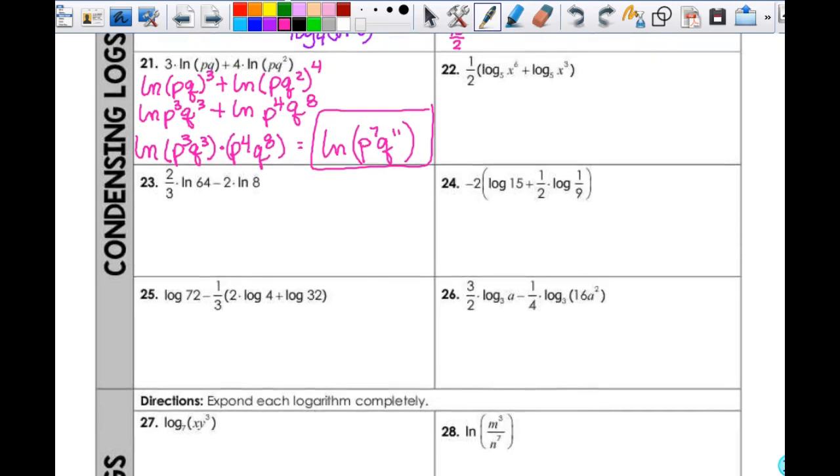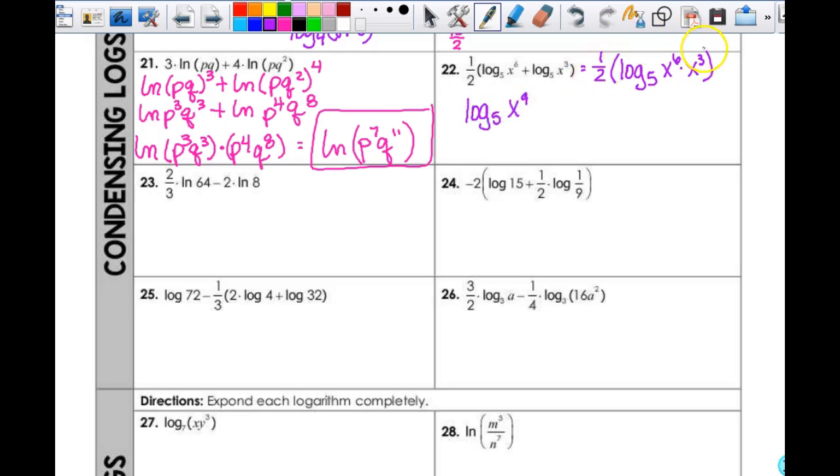All right, let's look at 22. So I'm going to leave this 1/2 out in the front for just a second, and I'm going to combine this into one log, right? Because they have the same bases, and I'm adding. So this is going to become 1/2 times log base 5 of x to the 6th times x cubed. We agree with that? So what's x to the 6th times x cubed? X to the 9th. So this is really going to become a log base 5 of x to the 9th.